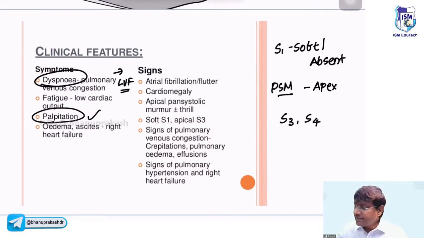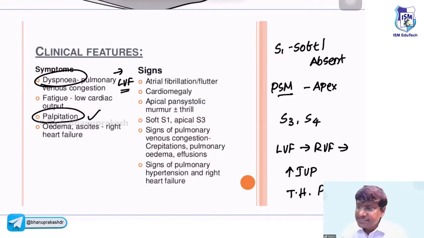Not only left ventricular failure, they also progress to a state of right ventricular failure. Once they progress to right ventricular failure, you also have the signs of it. What will those be? Raised JVP, then tender hepatomegaly, and also the presence of pedal edema. So these are the signs that you come across in patients with mitral regurgitation.